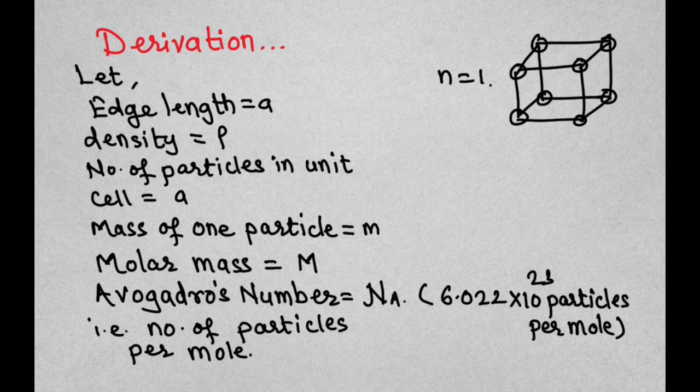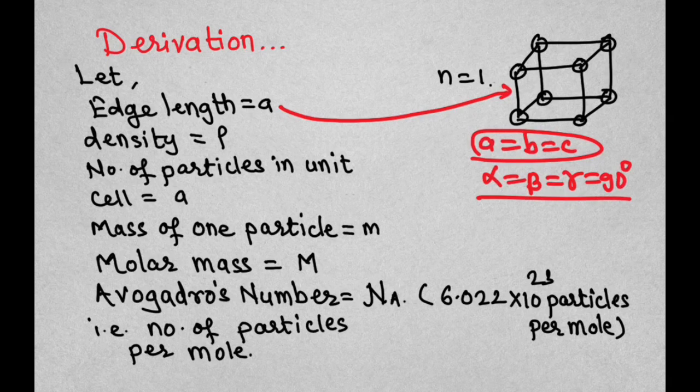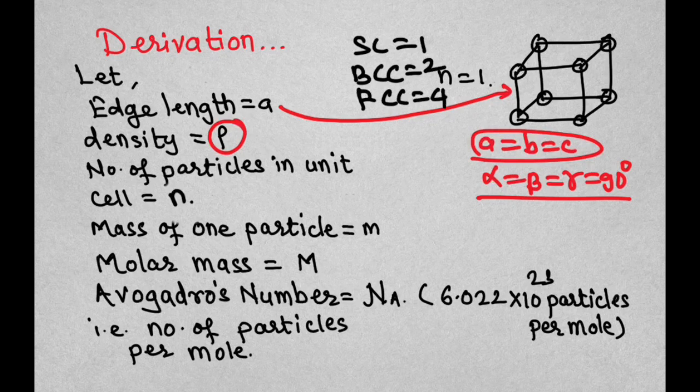Now first let us consider small a as the edge length, as it is a cubic system. So here a is equal to b is equal to c, all the lengths are similar, and alpha is equal to beta is equal to gamma is equal to 90 degrees. Consider a simple cubic system or cubic system whose density is rho. Say the number of particles in the unit cell is n. If it is simple cubic, it will be 1. For body centered cubic, it will be 2. For face centered cubic, it will be 4.